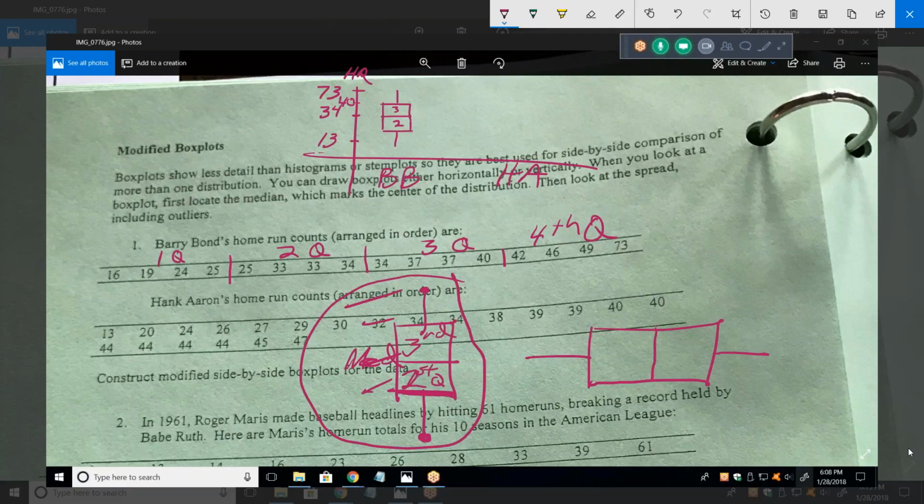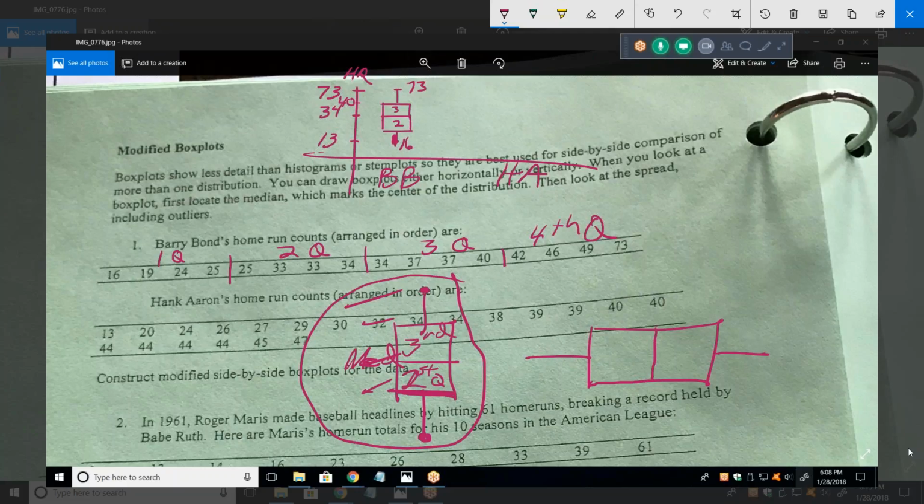What's this point right here for Barry Bonds? That would just be 13, right? Look at Barry Bonds' numbers, not Hank Aaron's. Whoops, yeah. 16. What's the top? 73.